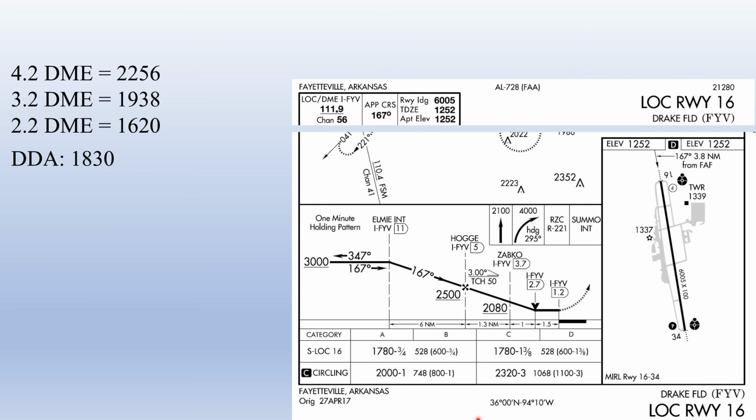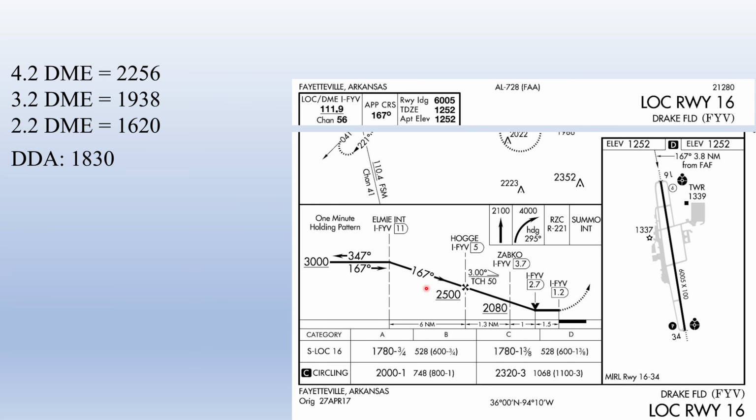The last thing that we want to do, as we're flying the approach, is cross-check our altitude against the altitudes that we have listed here at the points we have listed here. What I like to do is write them down on something that I can reference while I'm flying the approach, and I write them down in the order that I'm going to encounter them. So 4.2 DME will be first. That's the 3-mile fix, the 2-mile fix, and the 1-mile fix. And then I also write down my DDA since that's not anywhere on the chart.